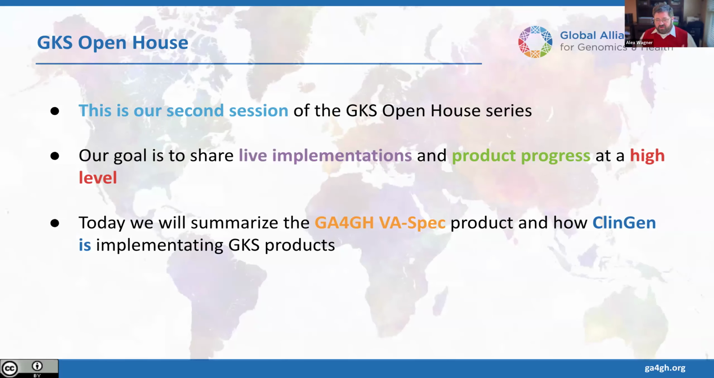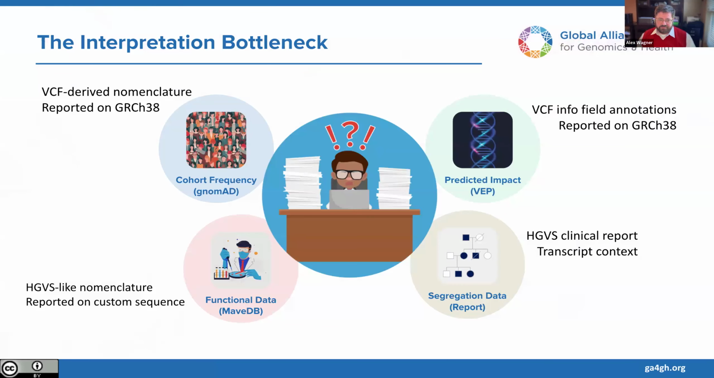Just as a note, this is our second time doing GKS Open House. We're still kind of testing out the ropes here. As I mentioned, we're sharing live implementations and product progress, and we're trying to keep this really high level. We try to feature one of our products in each one of these, which we do infrequently enough that there's more than ample time to get substantial updates between them. Today we're going to be talking about our variant annotation spec, or VA spec, product. We're going to be talking about how ClinGen is implementing it as well as the VICC driver project.